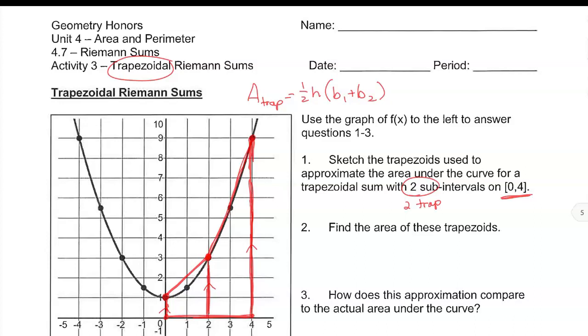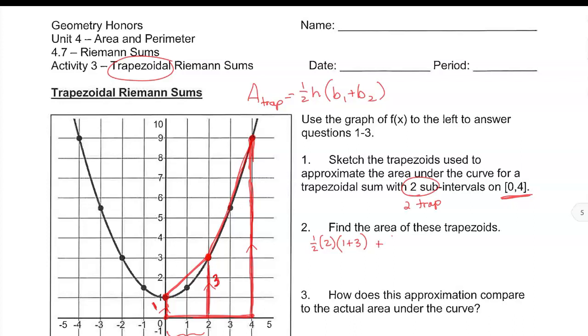So we're going to find the area of these trapezoids. 1/2 times the height. The height is how wide these trapezoids are. So this is the height, and it is 2 in this problem, times the sum of the bases. So here's base 1. Base 1 is 1 unit long. Base 2 is 3 units long. So I'm going to write 1 plus 3 for the sum of the bases.